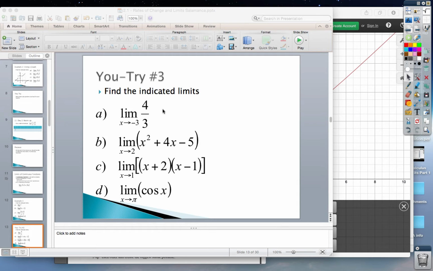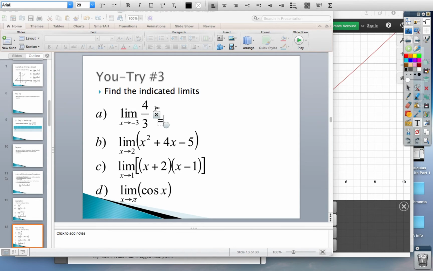So hopefully you've paused your screen and we're just doing A through D. Now again, in part A, you'll notice that the limit as x approaches negative 3 is for a constant function. Therefore, the limit shouldn't change. The answer should still be 4/3.